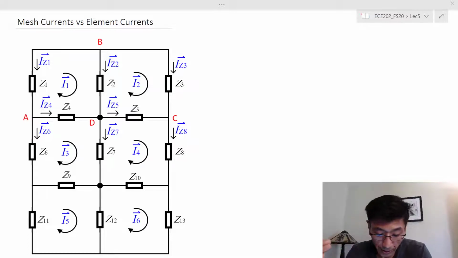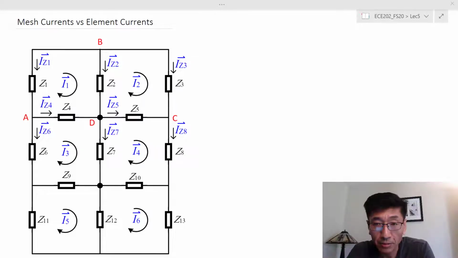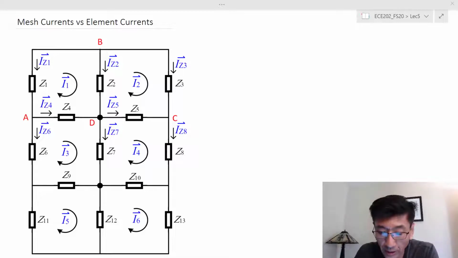Hey, let's look at the mesh current analysis. Before we do that, we first want to look at how the mesh currents are related to the element currents, which, based on my experience, could be a very confusing point to some of you. Okay, pay attention to this, so we can get it cleared up.